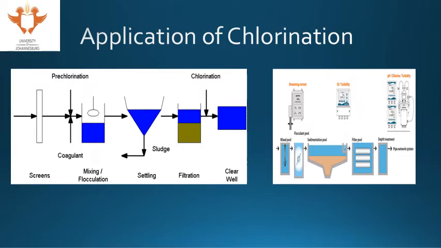And the right picture is the residual monitor. It checks the chlorine level in the water leaving the treatment plant. A minimum value is required to prevent regrowth of bacteria throughout the distribution system, and a maximum value is established to prevent taste, odor, and health problems.